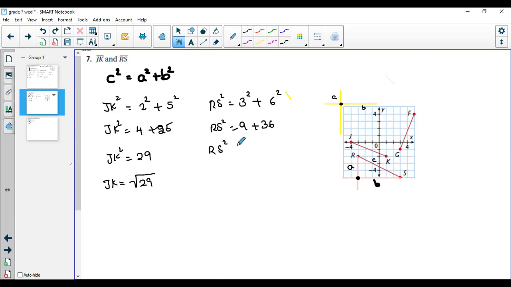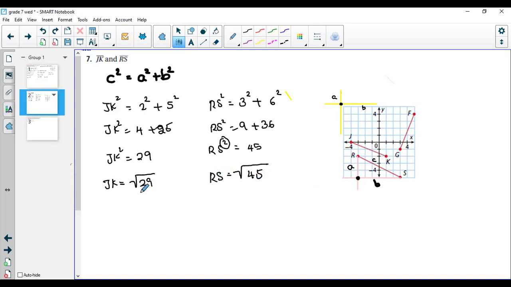RS square is going to be equal to 45. Now, to get rid of this square, what do we do? We need to find the root of 45. Now again, 45 is not a perfect square number, so we cannot find the root of 45, because 45 is between 6 and 7. 6 sixes are 36 and 7 sevens are 49. We don't have any square number that equals 45.